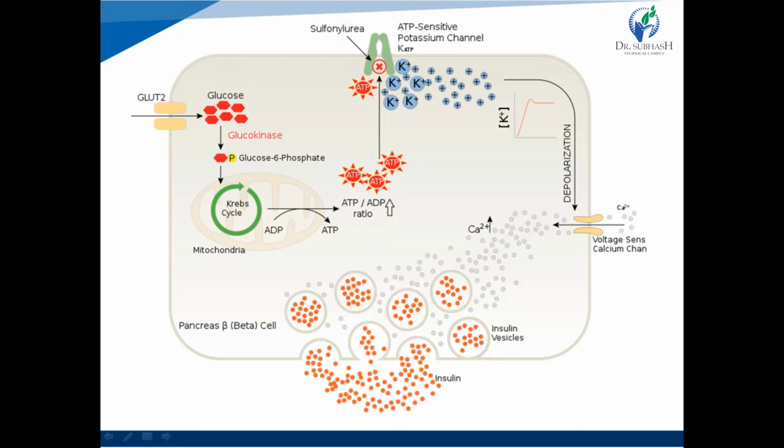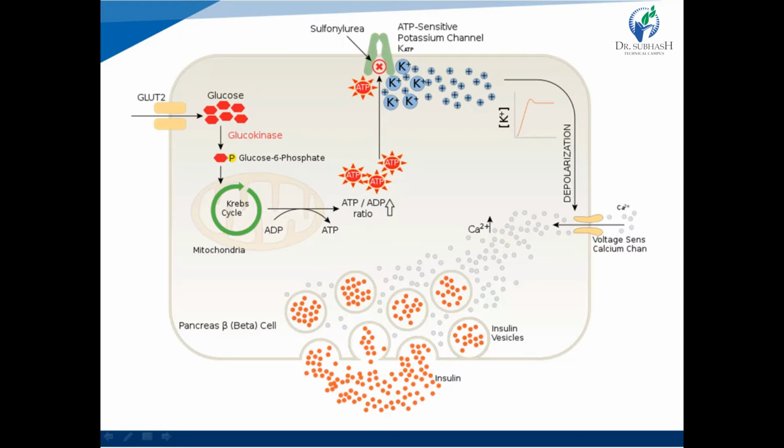I am repeating, GLUT2, glucose transporter 2, transports glucose to the pancreatic beta cell. With the help of glucokinase, glucose is converted into glucose 6-phosphate, which enters the Krebs cycle in the mitochondria, and then energy is produced in the form of ATP. This ATP facilitates the action of the ATP sensitive potassium channel. This channel is divided into two subunits, sulfonylurea receptor 1 and the inwardly rectifying potassium channel. When sulfonylurea binds with the sulfonylurea receptor 1, it causes blockage of this channel and of potassium efflux.